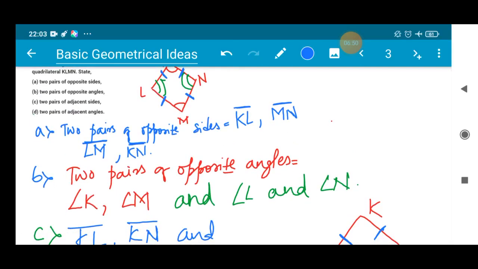Now what are adjacent angles? I would like to request you all to do this as a home assignment, two pairs of adjacent angles. I hope you people understood the introduction video properly. So I request you all to do this.